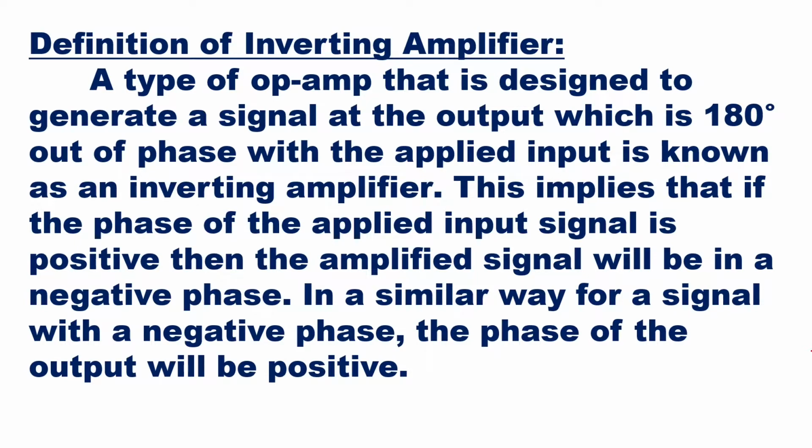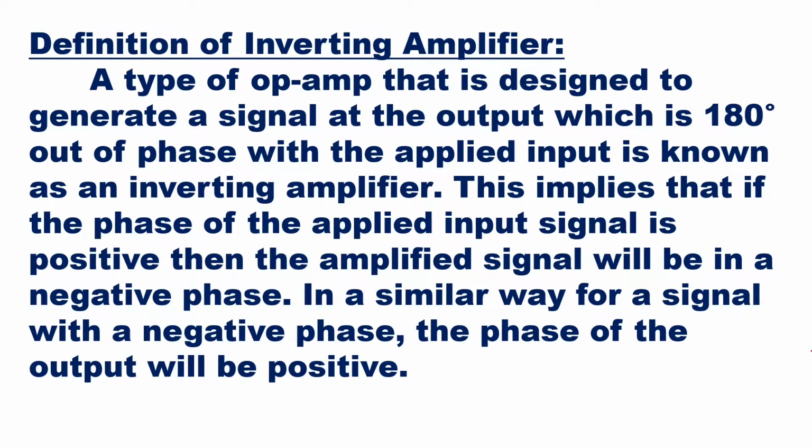It is a type of op amp that is designed to generate a signal at the output which is 180-degree out of phase. This is important. It is 180-degree out of phase at the output with respect to the applied input, and it is known as an inverting amplifier. This implies that if the phase of the applied input is positive, then the amplified signal will be in a negative phase at the output. In a similar way, for a signal with a negative phase, the phase of the output will be positive.